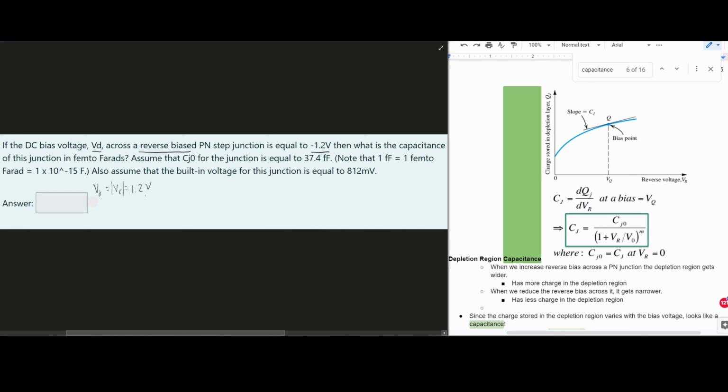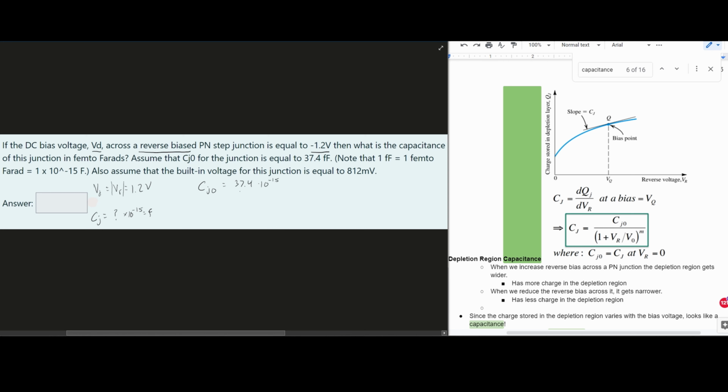Then we're asked what is the capacitance of this junction in femtofarads. So the capacitance of the junction is equal to, we don't know. And this is in femtofarads, so this is times 10 to the negative 15, which is equal to 1 femto. We're going to assume that our CJ0 is equal to 37.4 times 10 to the negative 15 for our femto.